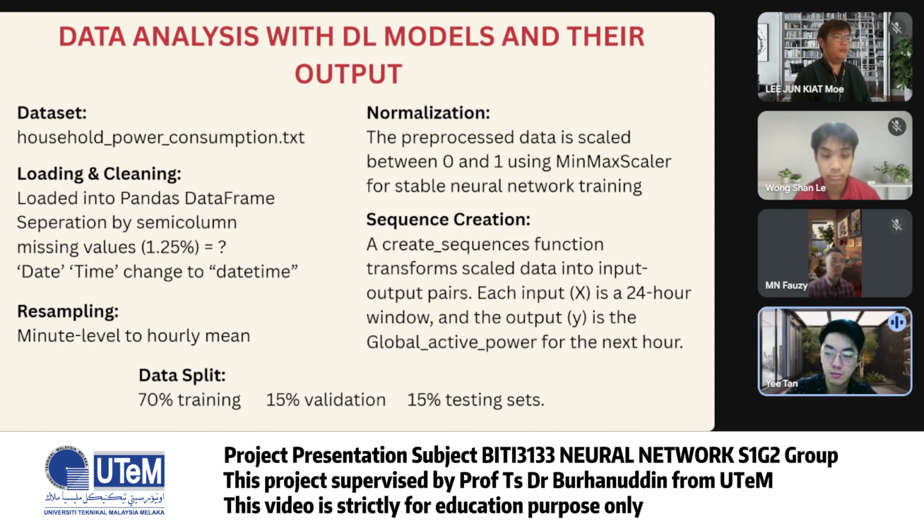For the sequence creation, it creates a sequence function that transforms the scaled data into input-output pairs. Each input is a 24-hour window and the output is the global active power for the next hour. For the resampling, it changes the minute level to hourly mean, and the data split is 70% training, 15% validation, and 15% testing.